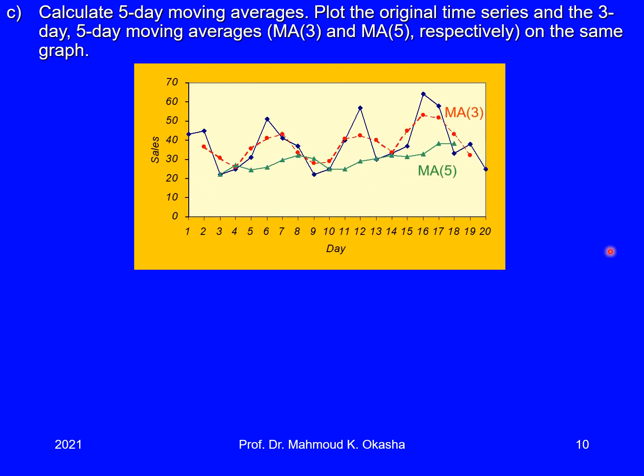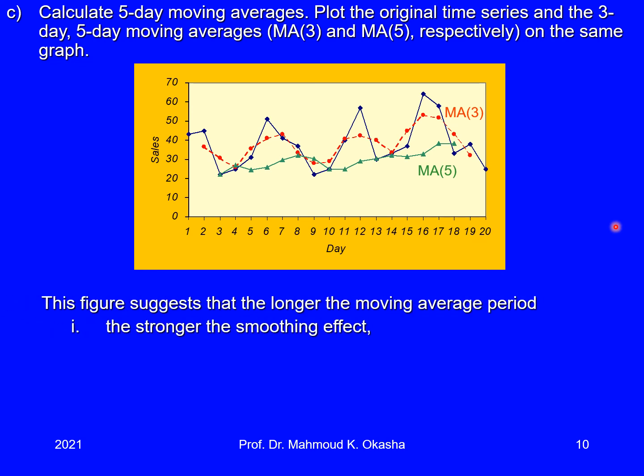So if we calculate it in the same way and we plot the original time series, this is the blue line, that's the original time series. Then the red line is the 3-point moving average. Then the green line is the 5-point moving average. Calculate them, and you will find the 3-point moving average represents the trend or the series better than the 5-point moving average, more exact.